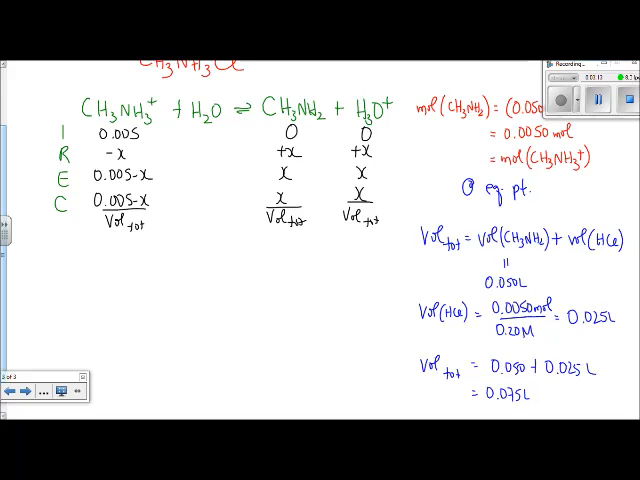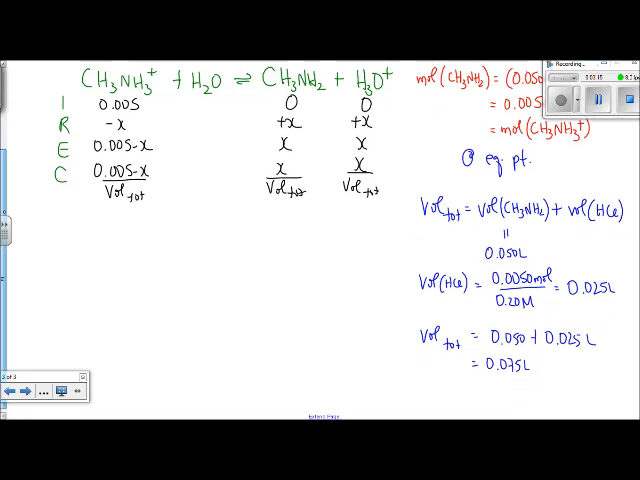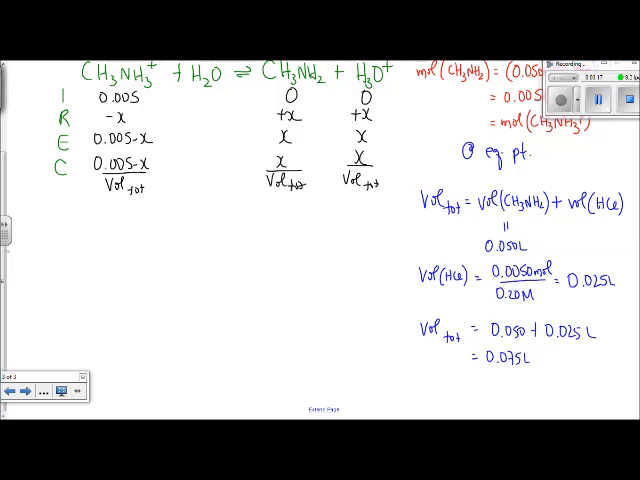So with that total volume in hand, we can now go back and develop our equilibrium expression to solve for x and the molarity of H3O plus. We'll do that using a Ka expression for the methylammonium ion. Remember, it's a Ka because the methylammonium ion is an acid, as evidenced by the H3O plus in the product. This will be equal to the molarity of the products divided by the molarity of the reactant, the methylammonium ion.